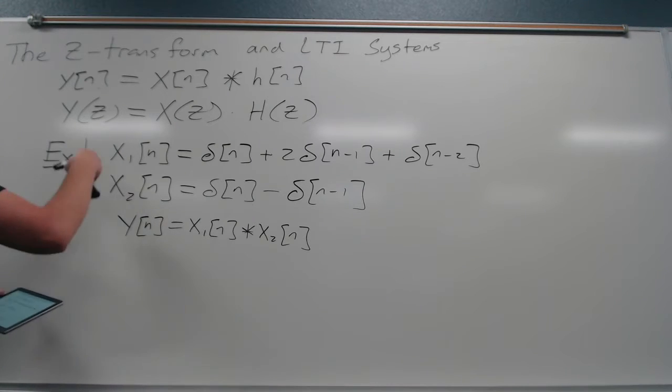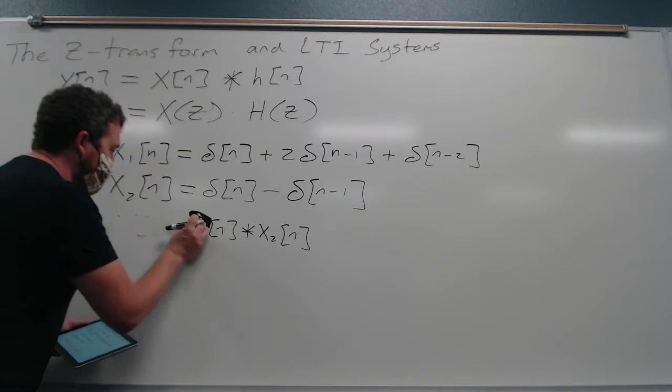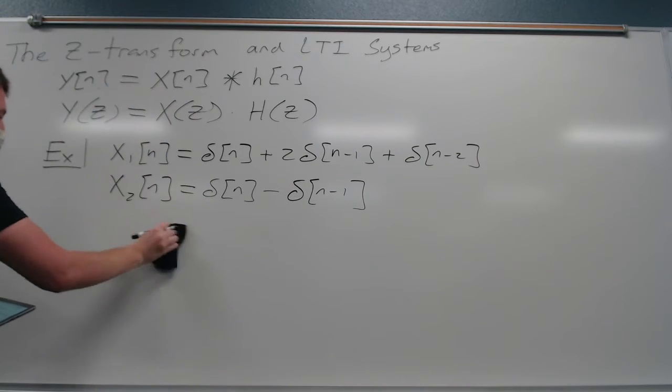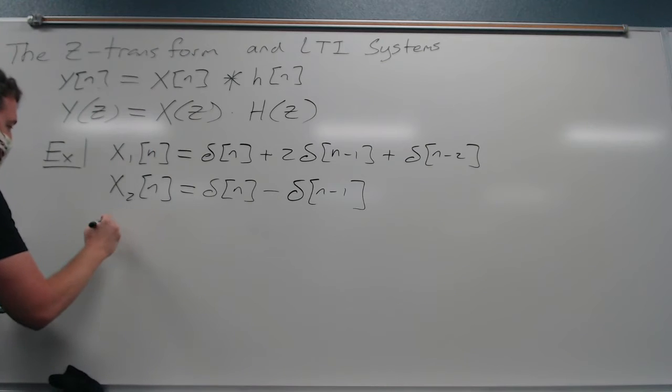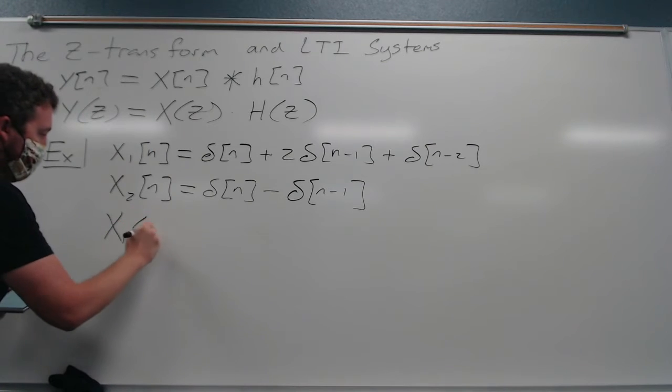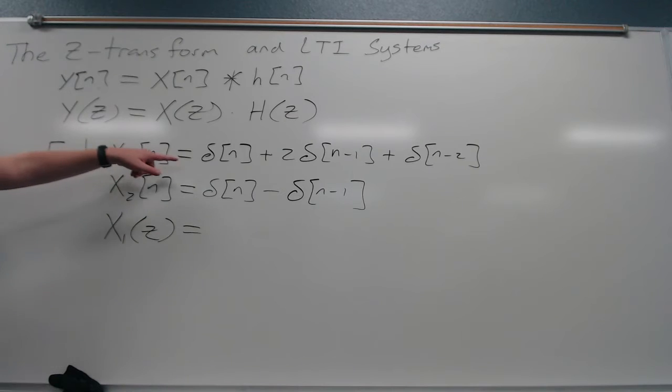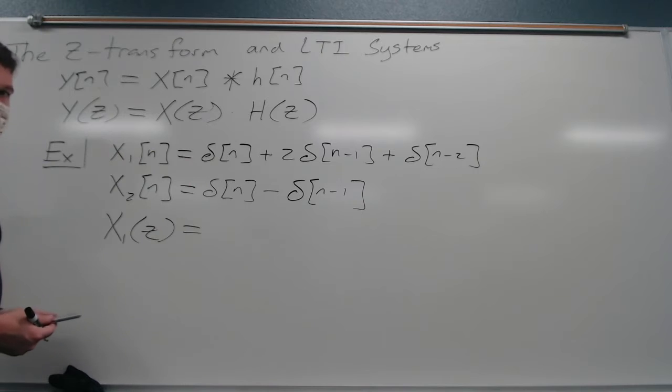So all we do is take the Z transforms of both of these guys. Let me erase that, give myself a little bit of room. And we'll say that the Z transform of x1, we can do this piecemeal just by inspection, right? The Z transform of the delta.